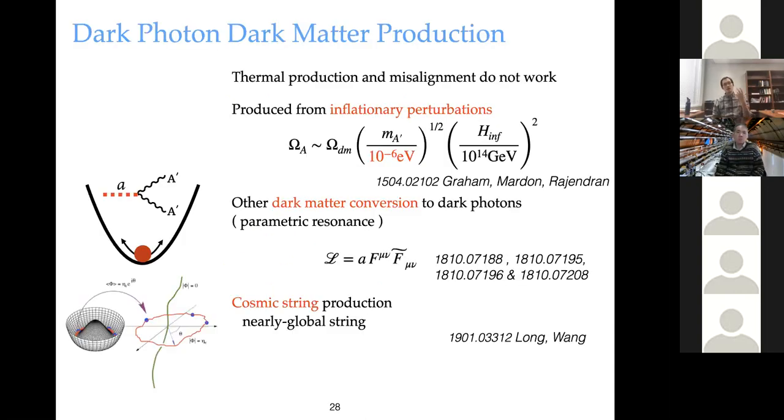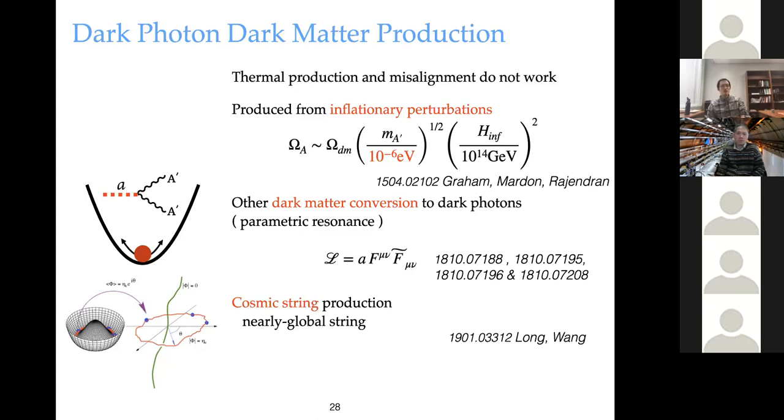Okay, how was the dark photon produced in the early universe? Let's talk about its history. There was some similarity between dark photon and axion, and there was some difference between them. First, thermal production doesn't work because the coupling is pretty small, and you can never thermally produce them. If it's thermally produced, it means that it's relativistic and you cannot become dark matter.